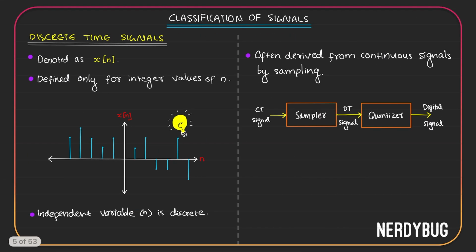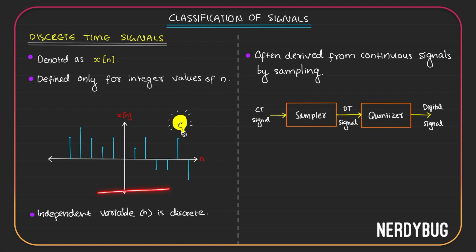The second class of signal is discrete time signal. You can see it is denoted as x of n. Obviously, t has become n here, but another change you can see is that we are not using these brackets anymore, we are using this. Now, these kinds of signals are defined only for integer values of n.